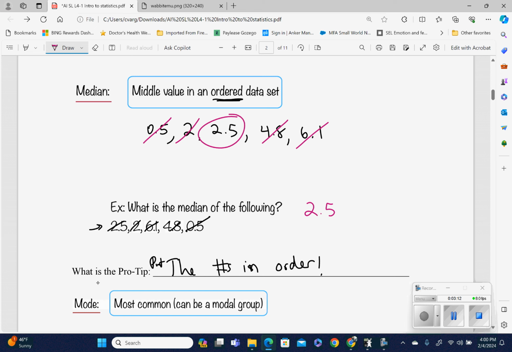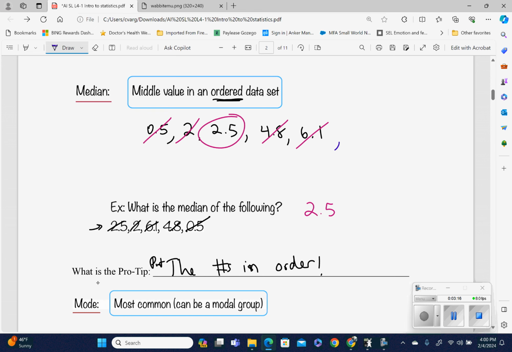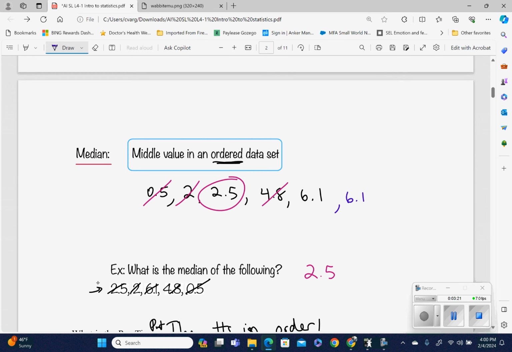I want to refresh your memory, okay? What if you have two numbers in the middle? Like, for example, you had another 6.1 here. Let me see if I can get rid of these things that I drew. Yes, I can. So if I have two numbers in the middle, right? 1, 1, 2, 2, and these two are in the middle, what you have to do is find the average of them. So add them up and divide it by 2, and that'll give you the median, okay?